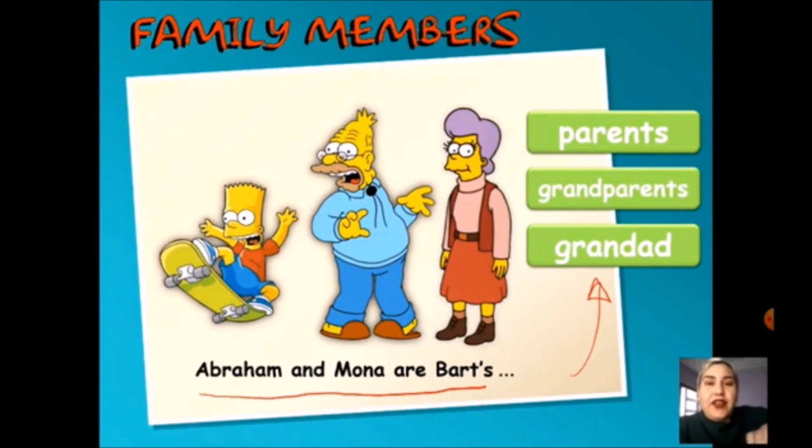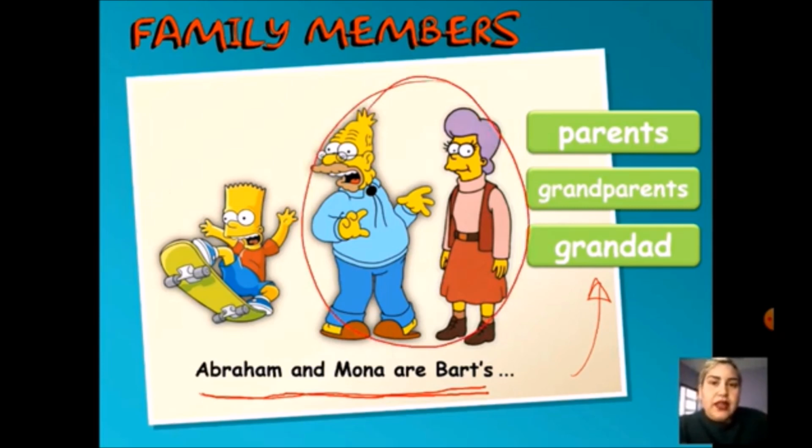Okay, so let's read together. I'm going to count to 3 and you help me to read, okay? You and me read together, okay? 1, 2, 3. Abraham and Mona are Bart's... Okay, so the sentence is telling us what is the relation or the relationship between these persons and Bart. What is the relationship? Okay, we have 3 options. They are Bart's parents, Bart's grandparents, or Bart's granddad. What is the correct option?